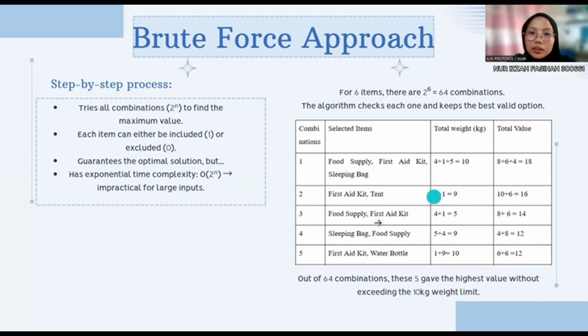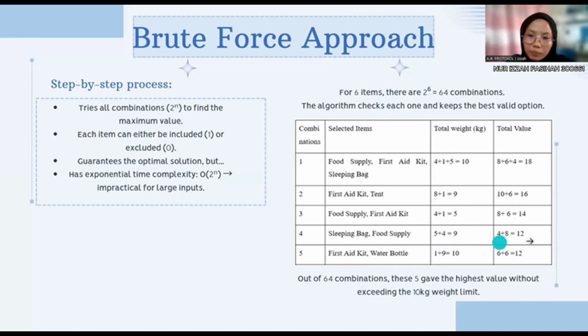The third one is food supply and first aid kit. The total weight is 5 kilogram, and the total value is 14. The fourth one is sleeping bag and food supply. 4 plus 5 equal to 9 kilogram.